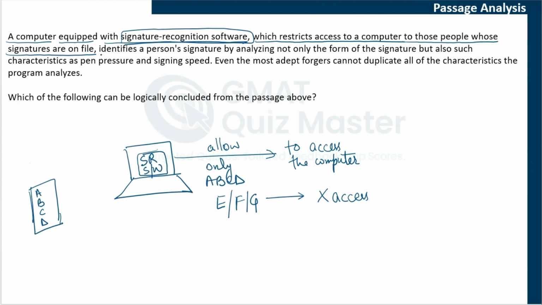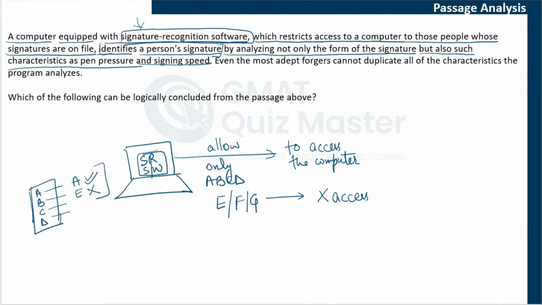Let's read further. Identifies a person's signature by analyzing not only the form of the signature but also such characteristics as pen pressure and signing speed. So, this part describes how this software identifies a person's signature. It has the signatures on file. Now, a person who is trying to access will provide their signature. If that signature matches, then access will be provided. If it does not match, if E is trying to forge signatures and access the computer, it will not match. As long as the signature does not match, E will not be provided access to the computer.